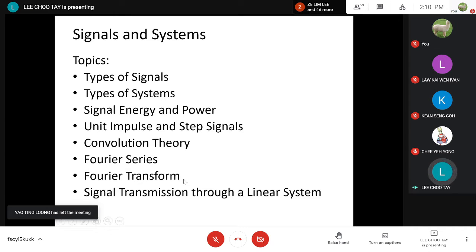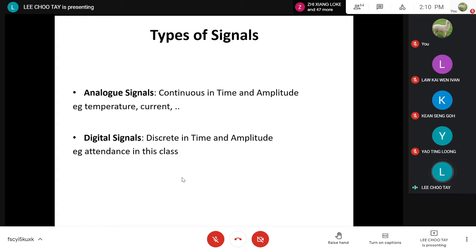And lastly, we're going to take a brief look at how a signal is transmitted through a linear system. The communication systems we're going to study here are basically linear systems. All right, let's start with the types of signal.